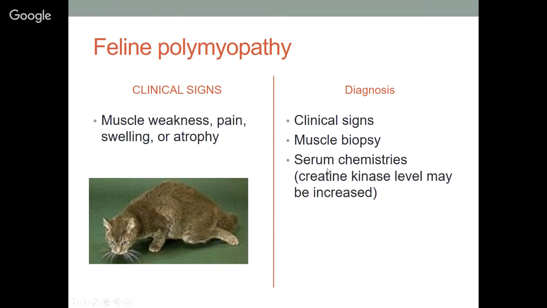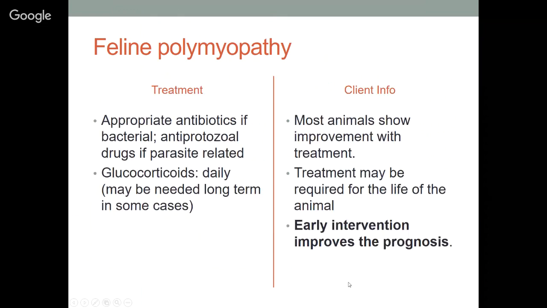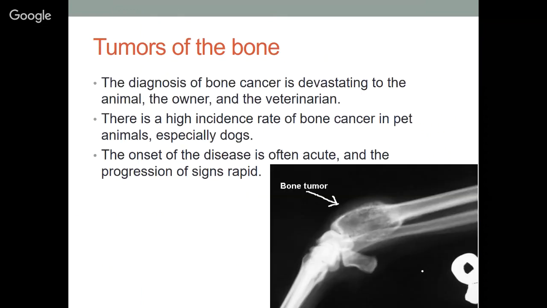So clinical signs will give us the diagnosis. We can do a muscle biopsy to further diagnose it, and some serum chemistries will show us that creatinine levels may be increased. We can treat with appropriate antibiotics if it's a bacterial cause, antiprotozoal drugs if it's parasite related, and then glucocorticoids are needed daily and sometimes long-term in cases. Most animals will show improvement with treatment, but treatment may be required for the life of the animal. Early intervention, as with most diseases, improves the prognosis.